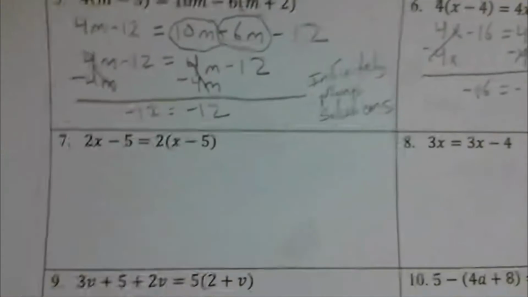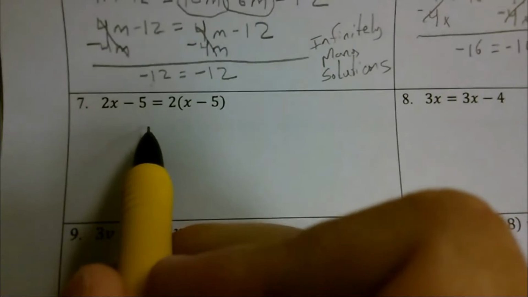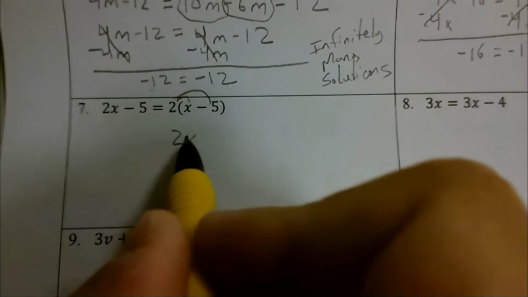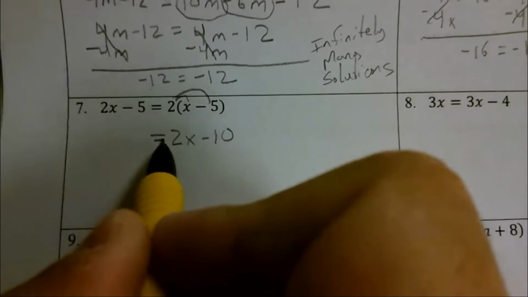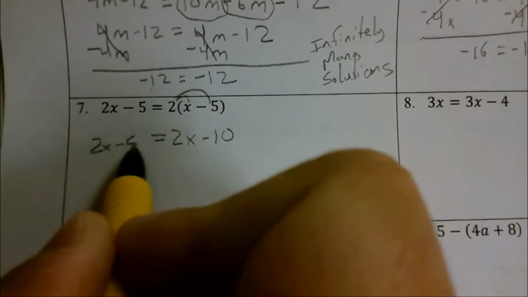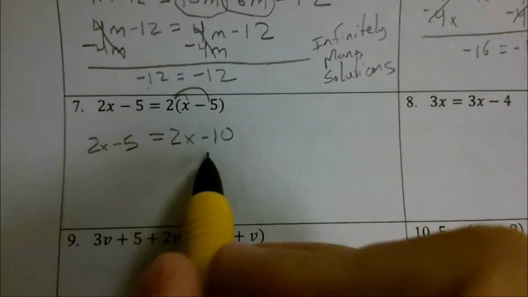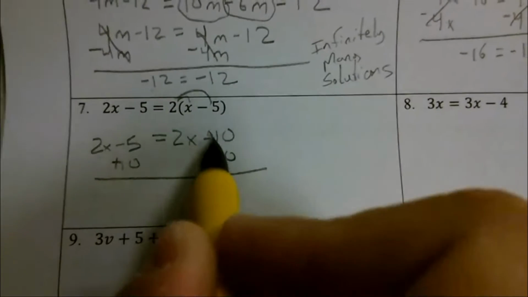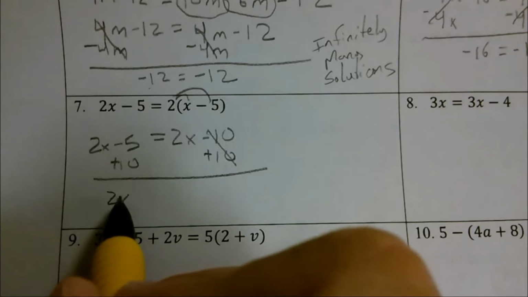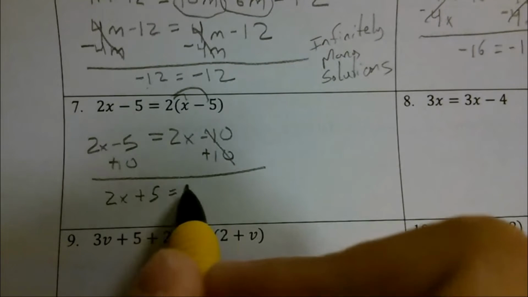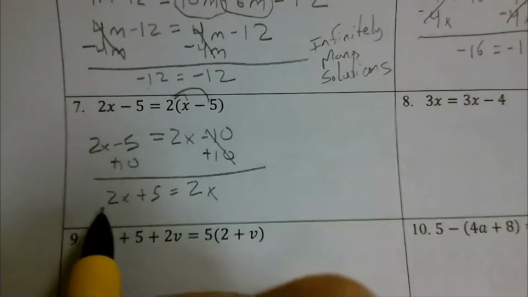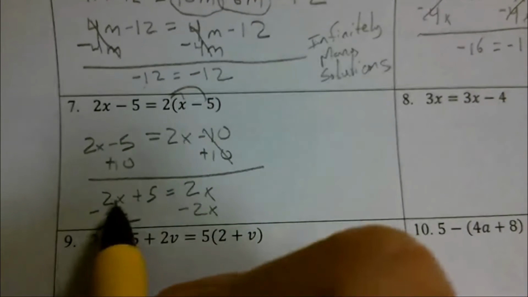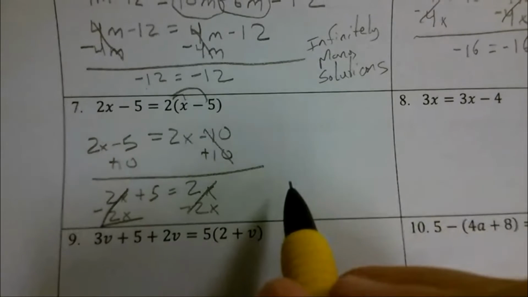Okay, let's go to number 7. So we're going to distribute first. So we get 2x minus 10 on this side, and we have 2x minus 5 on this side. I'm going to add 10 to both sides first. So these cancel. I'm left with 2x plus 5 equals 2x. Then I'm going to get rid of my x's on this side. So minus 2x, minus 2x. So these cancel and these cancel.